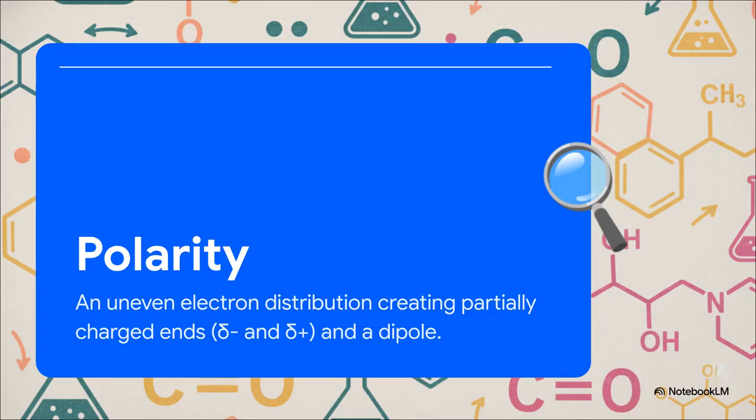Because of this uneven sharing, you get a permanent separation of charge. The oxygen end becomes a little bit negative, we show that with a delta minus symbol, and the carbon end becomes a little bit positive, or delta plus. This imbalance is called polarity, and it makes the molecule a dipole. Honestly, this is the key that unlocks everything else we're going to talk about.